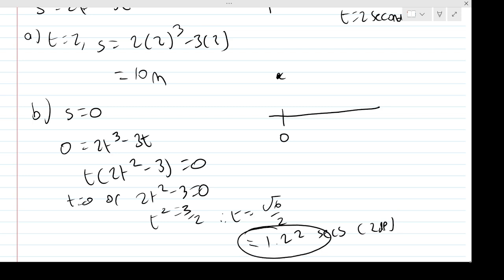Because obviously at t = 0, initially, it starts at the starting point, so that's kind of a given. So 1.22 seconds must be the second time, which is the time when it comes back to O. Okay, and so there we are.